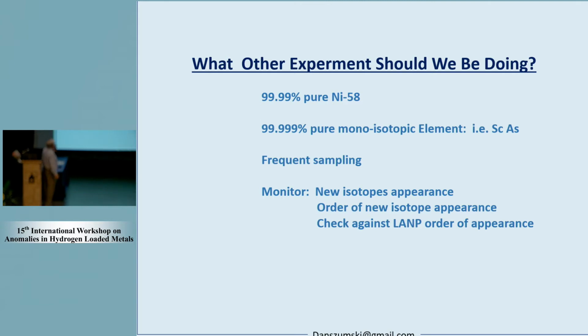Well, what other experiments should we be doing? The other experiment, and this is the theorist in me, okay? The theorist has to always have experiments. If you don't have experiments, you haven't done your job.